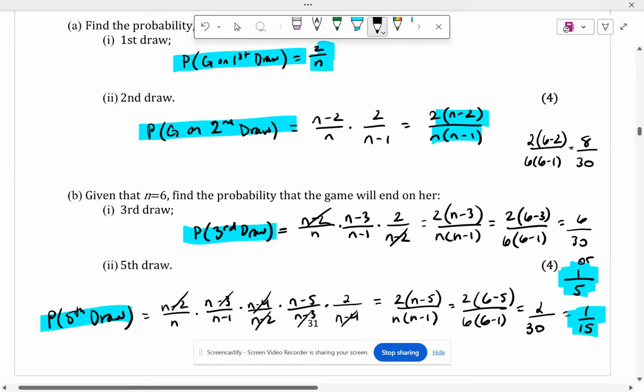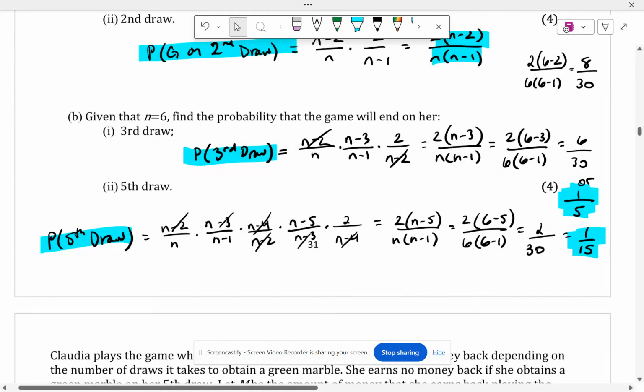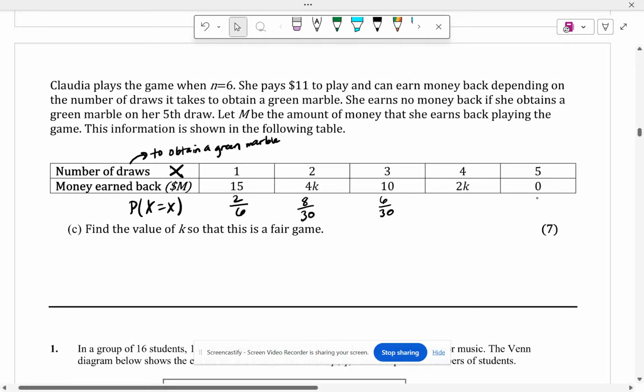I don't know why this thing is being so slow today. 8 out of 30. 3 was just listed, right? We found it. 6 out of 30. 4 is the one we did not find, right? And then the 5th draw is 2 out of 30.